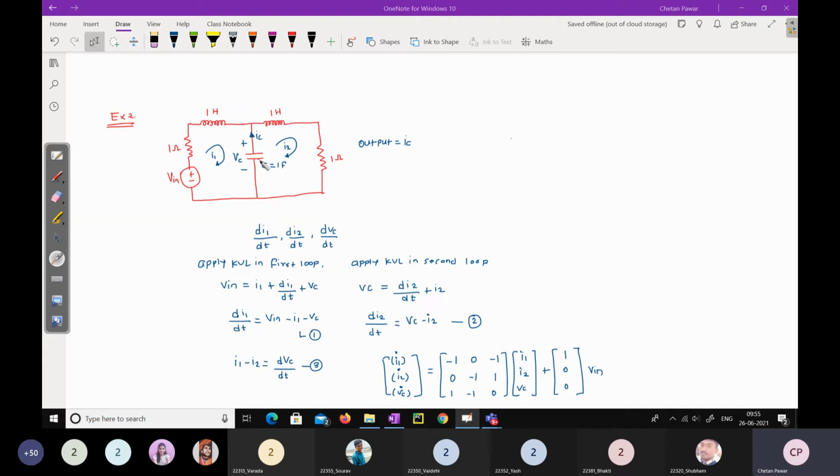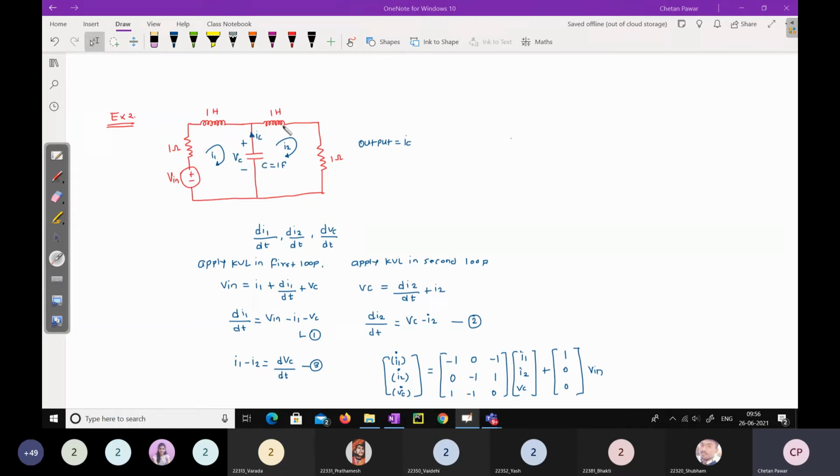Hello. How many state variables are there? At least anyone should reply. At least one fellow should reply. How many state variables are there? No one is responding.